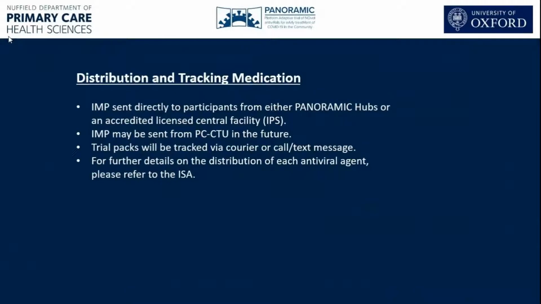So looking at the distribution and tracking of medication. The IMP will be sent directly to participants from either Panoramic hubs or an accredited central facility, and in this case it's a company called IPS. We may also send IMP from the primary care CTU in the future, and trial packs will be tracked via courier or by calls and text messages to participants. You can refer to the relevant ISA for more details on the distribution of each antiviral agent.